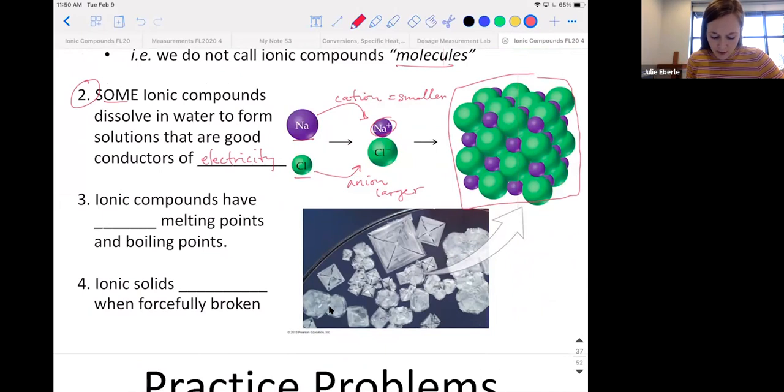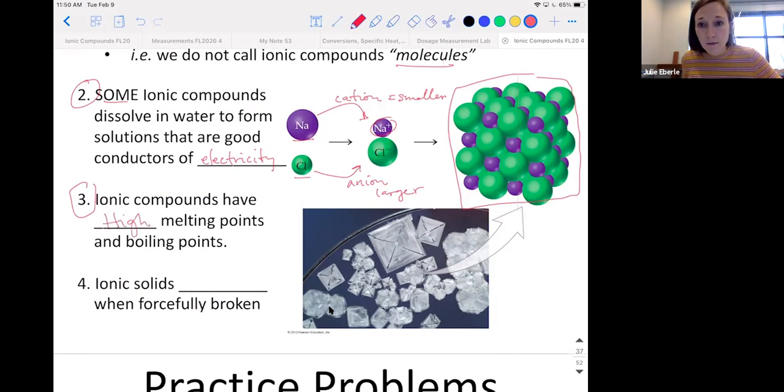Okay, point number 3, ionic compounds have, you think, high or low melting or boiling points? What do you guys think? You got to ask yourself, are the ionic compounds held together by strong or weak bonds? If it's a strong bond, it's going to take a lot of energy to melt it or to boil it, a lot of heat. If it's a weak bond, maybe the compound will fall apart easily. The correct answer here is they have very high melting and boiling points.